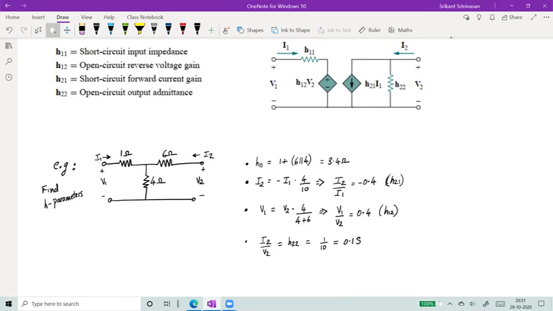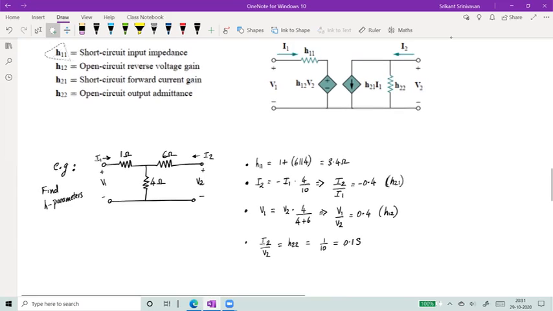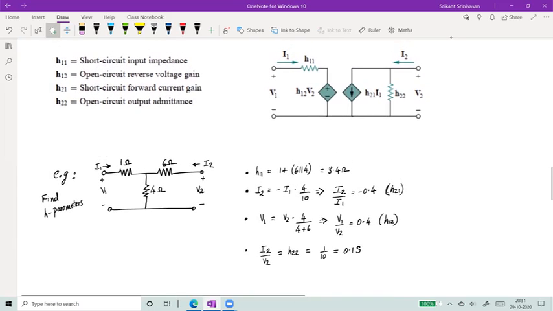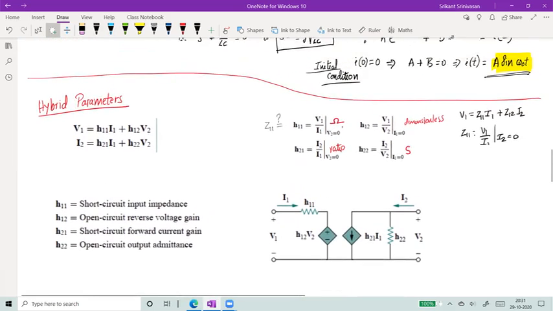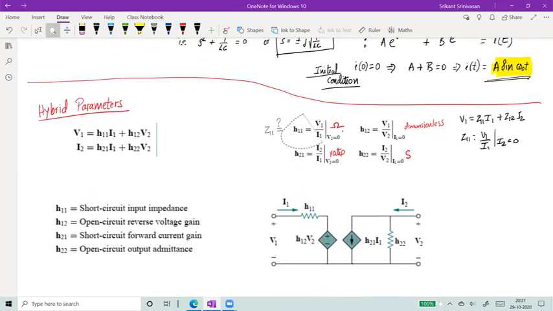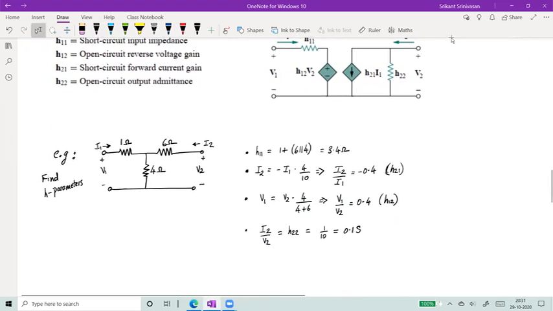So if I want H11, what is H11? Short circuit input impedance. What is short circuited? The output side, right? So the output side is short circuited and I want to find out the input impedance, V1 divided by I1. Isn't that what we wrote here? Yeah, H11 is V1 divided by I1 when V2 is 0. So for V2 equal to 0, I'm short circuiting this path.